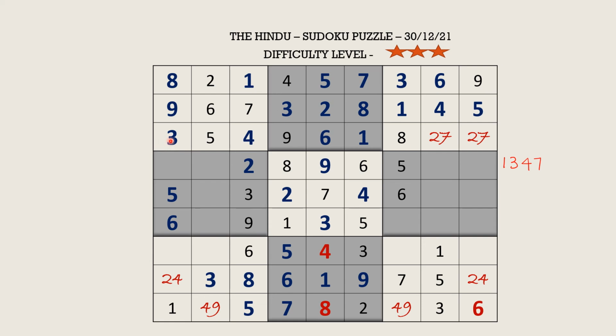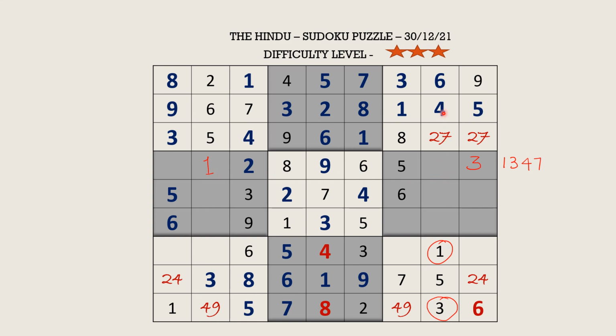Now the 3 blocks this cell. There is a 3 from the bottom which blocks this cell, and there is a 3 here in the bottommost row which blocks this cell. So this is the only cell where 3 can be. Similarly, there is a 1 here which blocks this cell, and there is a 1 here. There is a 1 here which blocks this cell. So this is the only cell where 1 can be. Now the missing numbers are 4 and 7.